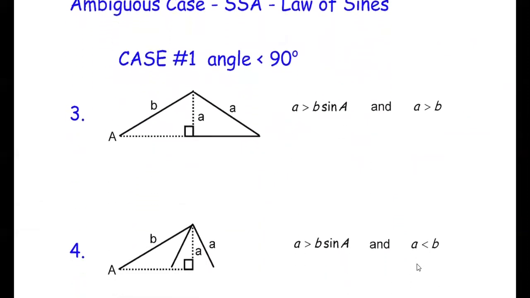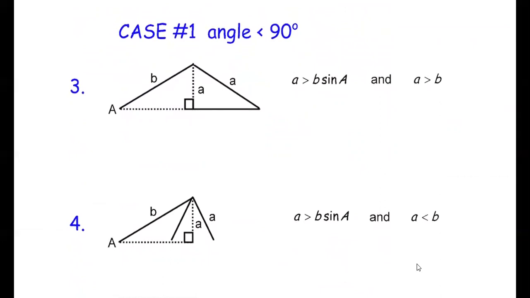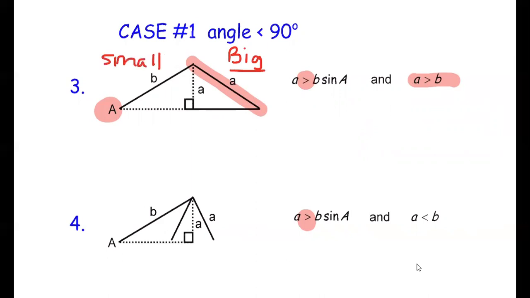So again, we're still dealing with an acute angle, so it's less than 90 degrees. When A is bigger than B sine A, you are able to make at least one triangle, okay? At least one triangle. The deal is this: if the matching pair that you have, that side that goes across from the given angle, is the bigger of the two sides, then you're only going to have one triangle, okay?